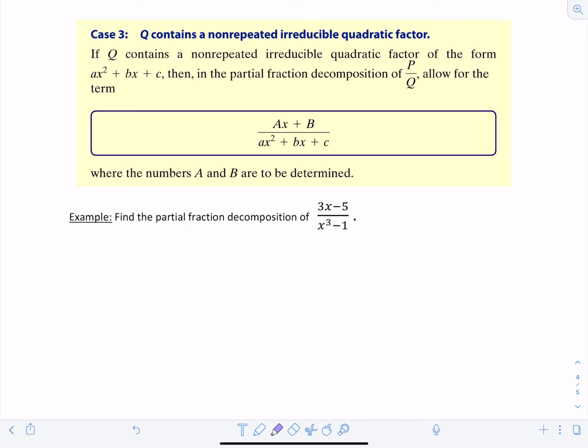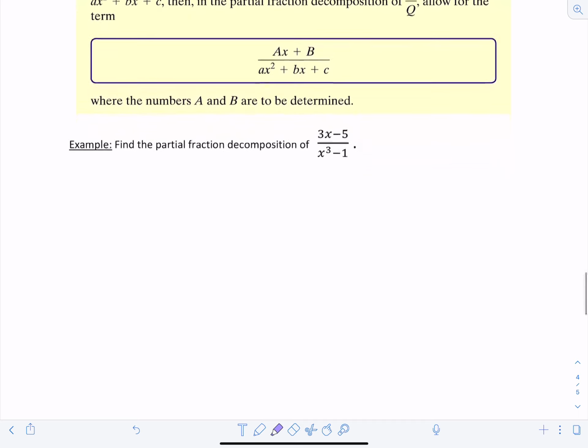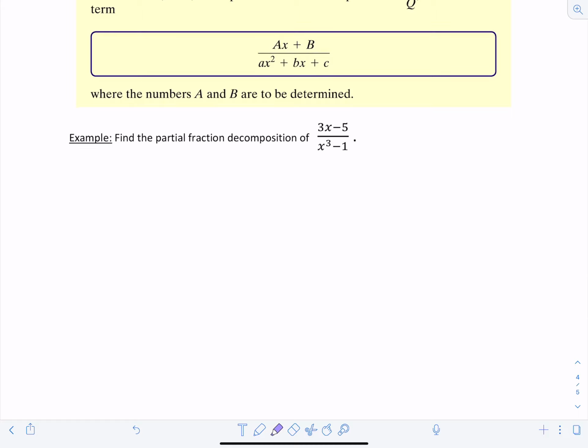Here we're going to find the partial fraction decomposition for (3x minus 5) over (x cubed minus 1). First things first, I'm going to factor the denominator. So we have 3x minus 5 over x cubed minus 1, which is a difference of cubes, so that factors into (x minus 1) times (x squared plus x plus 1). That you just need to memorize.